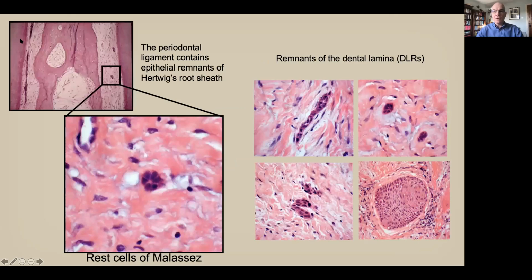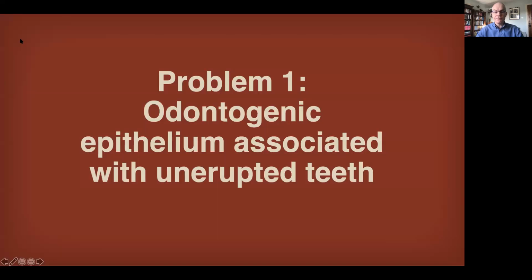On the left-hand side, we see some cell rests of Malassez, which are present within the periodontal ligament of this mature tooth, a small floret of cells which are easily identifiable. The dental lamina rests vary quite markedly in their size and shape, as can be seen in the panel on the right-hand side. So this brings us to a number of problems to address.